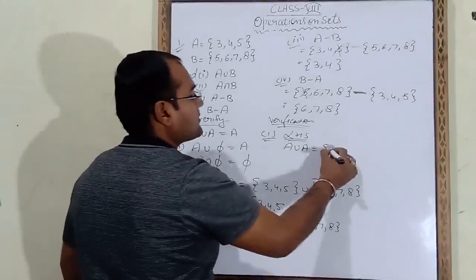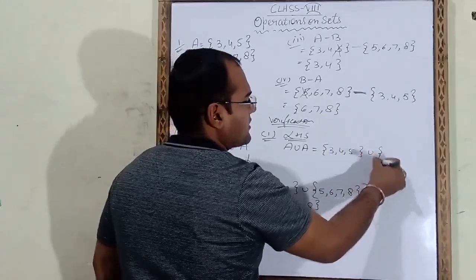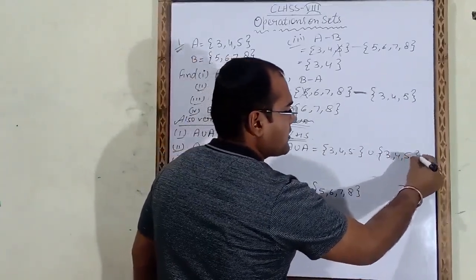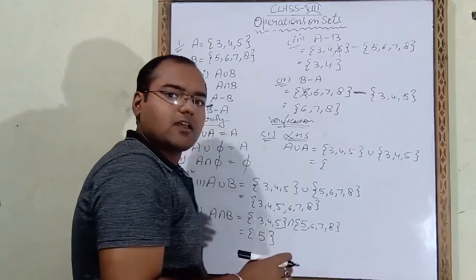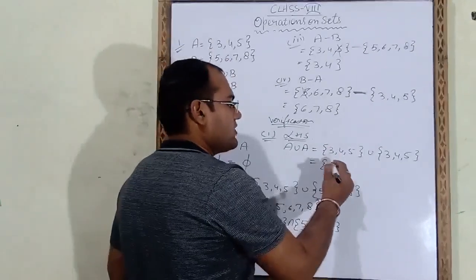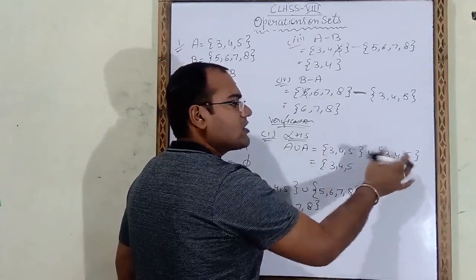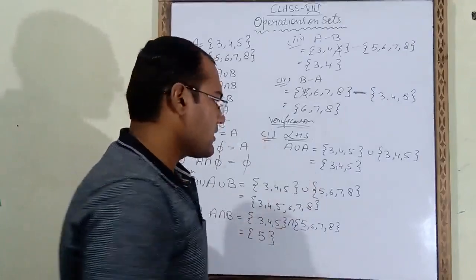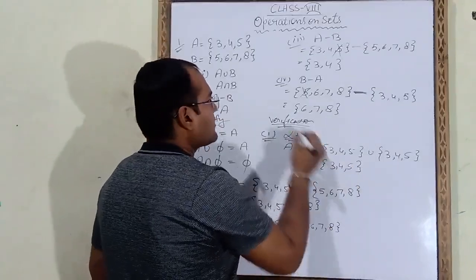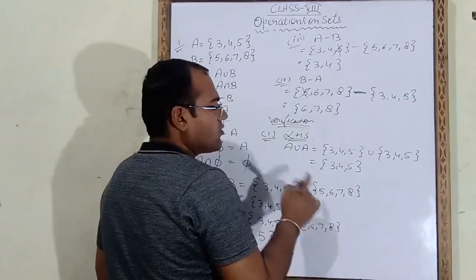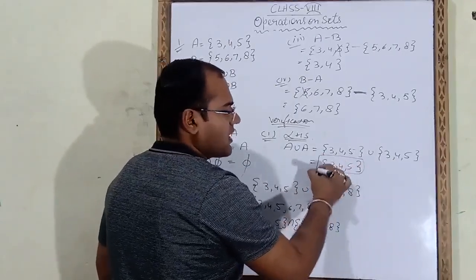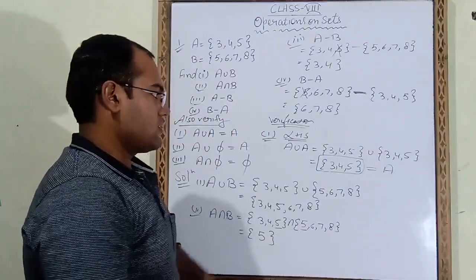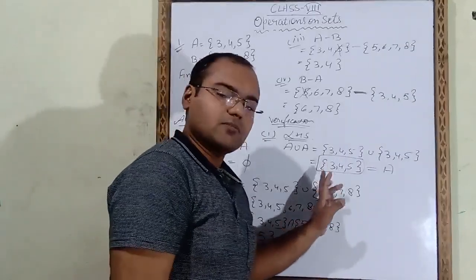A elements 3, 4 and 5. Union. After union what is written? A elements. So A elements we will write here, 3, 4 and 5. In the union we have to write the elements of both the sets. So here it is written 3, 4 and 5, and that one also 3, 4 and 5. So no need to write it again. This is the answer of A union A. Now what is A? A is 3, 4 and 5. So we can say that these answers are the elements 3, 4 and 5. The answer of A union A we have found, and the answer is coming 3, 4 and 5.